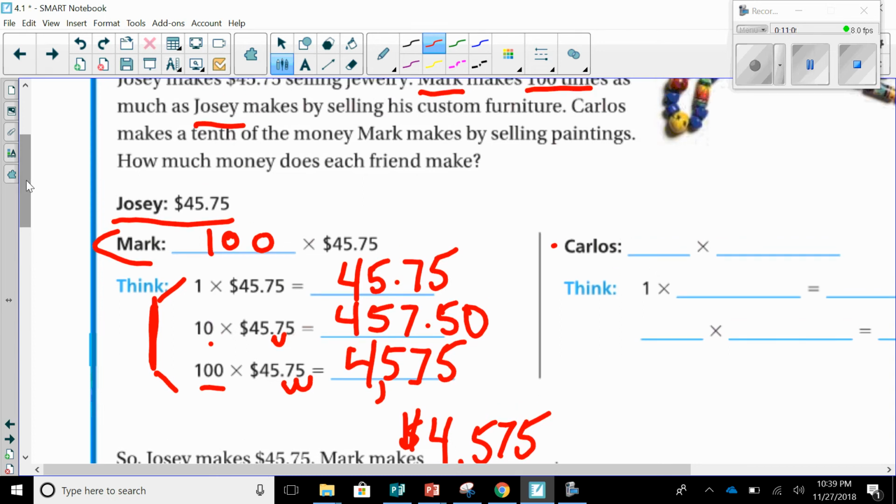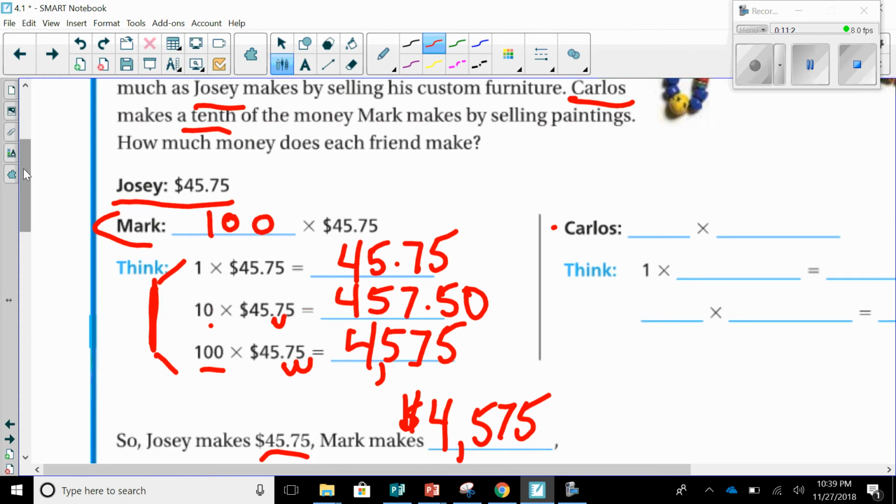that Carlos makes a tenth of the money Mark makes. Well, we know how much Mark makes, so it shouldn't be too hard to figure out what Carlos makes. So a tenth, with a TH at the end, means we are looking for a decimal here. So we are looking for 0.1, because one spot after the decimal point is the tenths place. So if I have 1/10 times how much Mark makes, Mark made $4,575. Okay, so we have to multiply those.